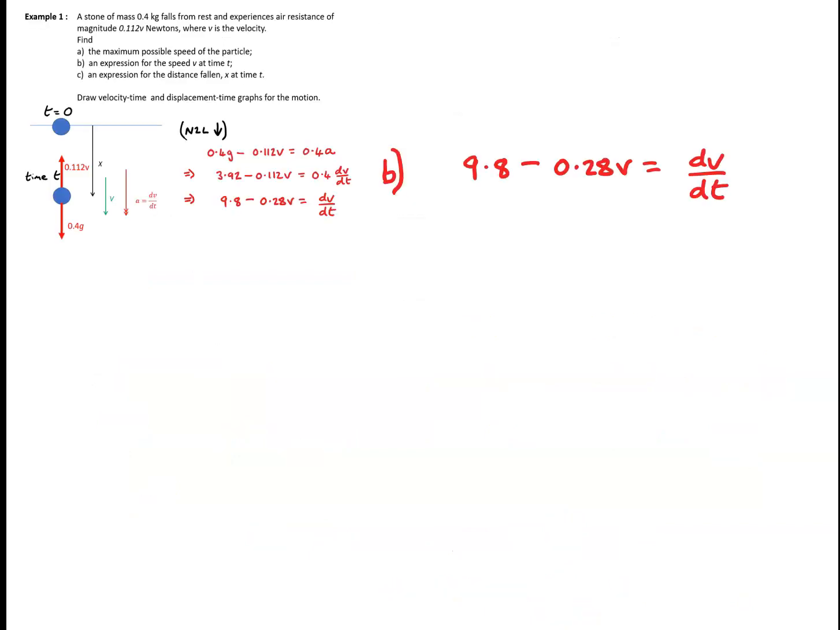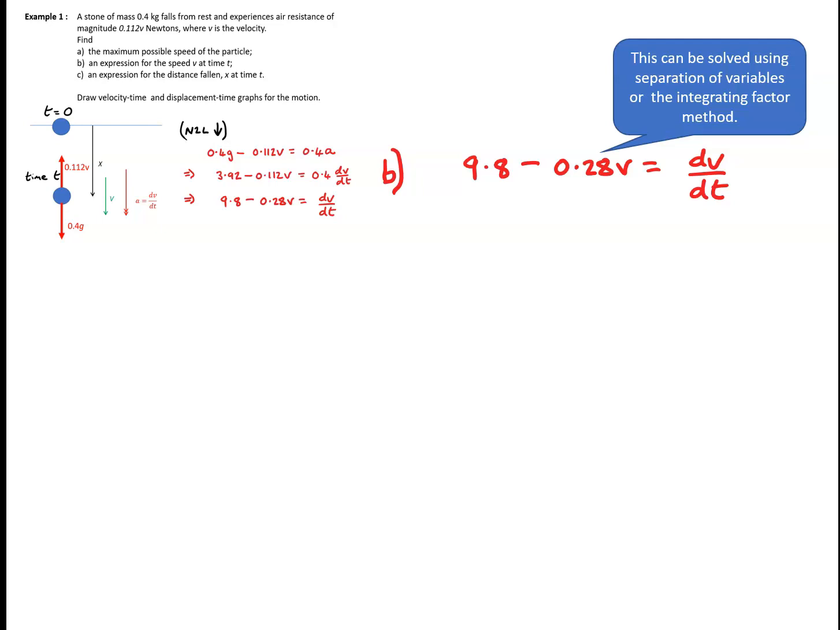Moving on to part B, and returning to the differential equation that we'd set up in part A, we've got 9.8 minus 0.28 V equals dV by dt. Now this is one of these equations that can be solved either by separating the variables or by using an integrating factor. We'll do it by separating the variables again. So if we divide each side by 9.8 minus 0.28 V, we've got 1 equals 1 over 9.8 minus 0.28 V times dV by dt.